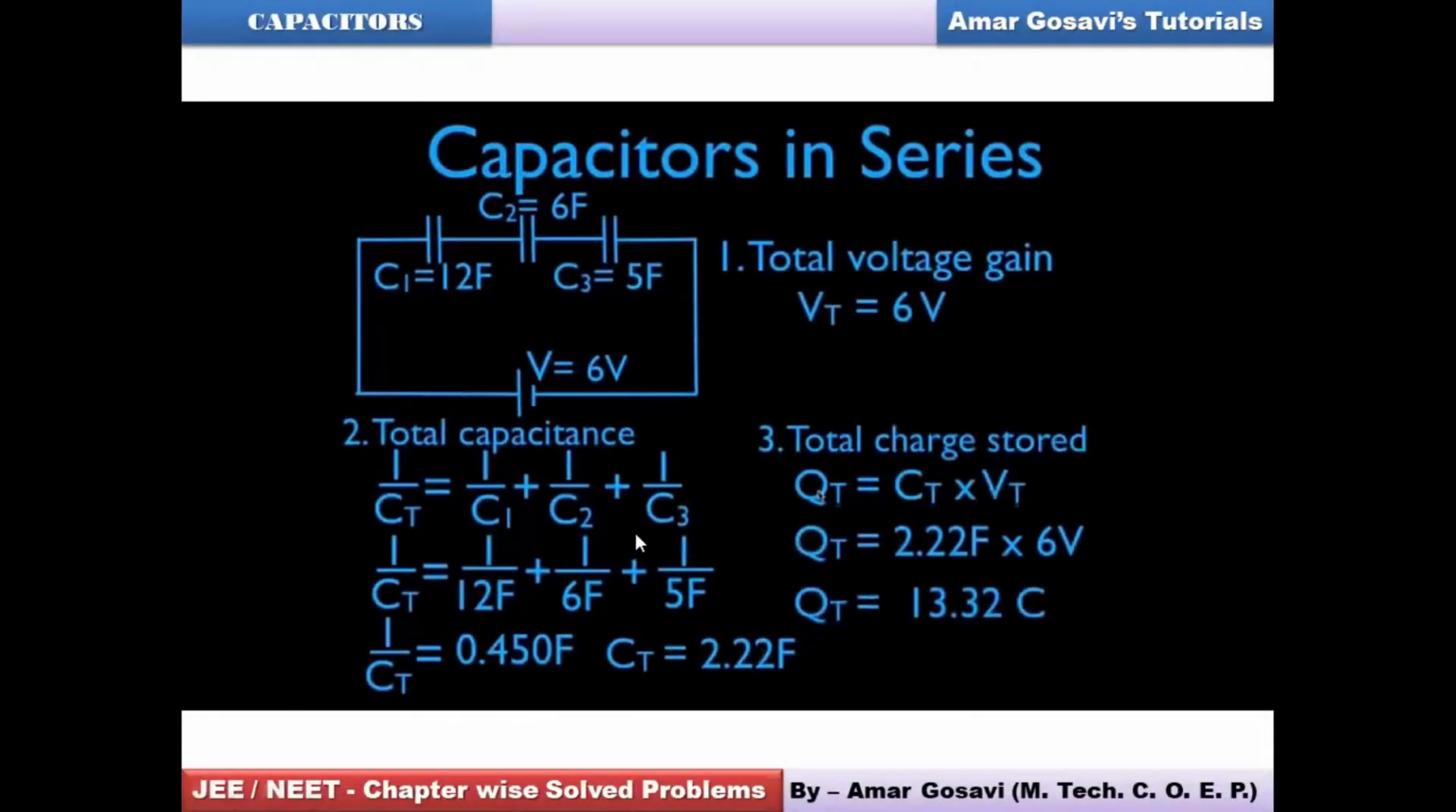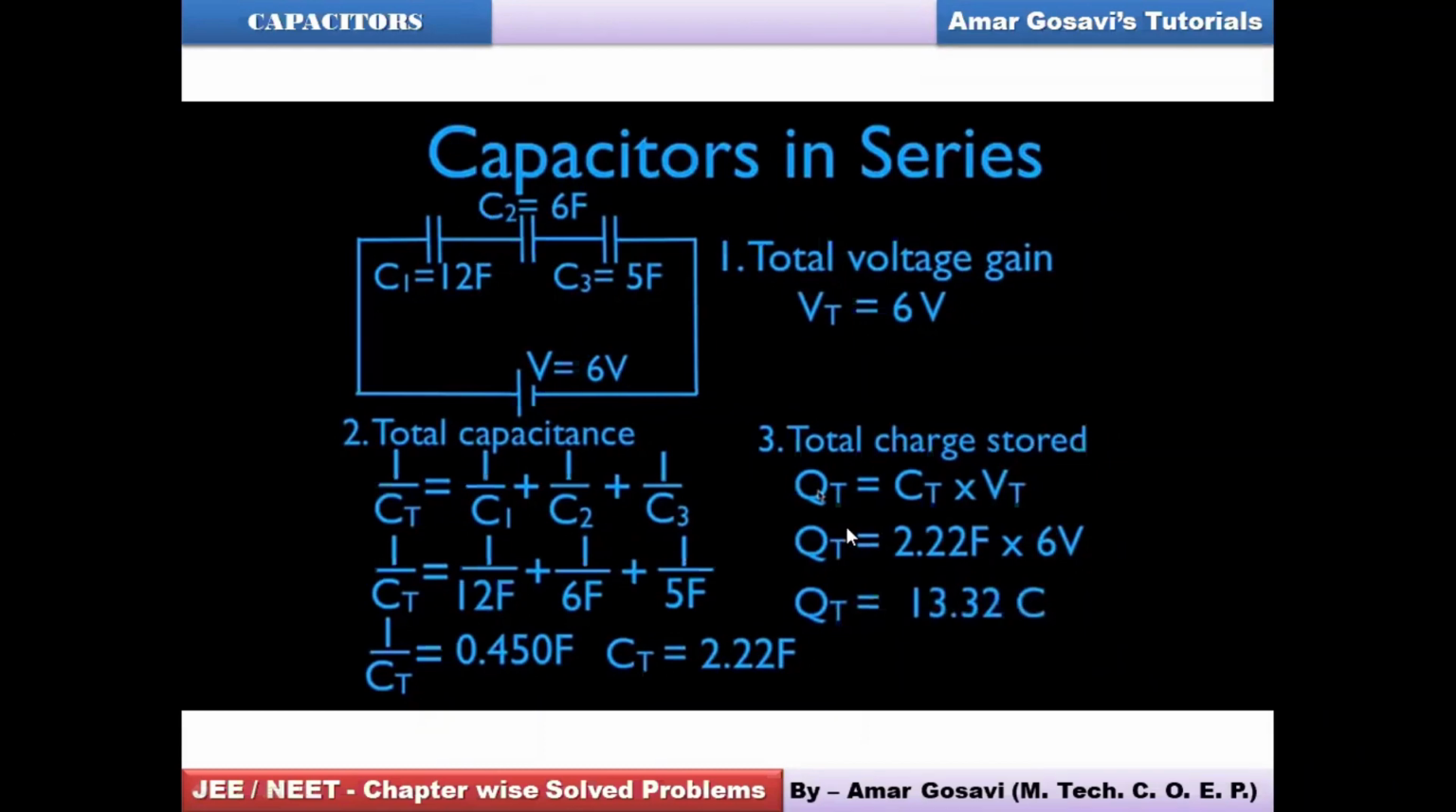So this was the second part of the question. The third part was, what is the total charge stored? By the basics, we know Q total will be total capacitance multiplied by total voltage. The total capacitance we have worked out is 2.22 farad. Total voltage we all know is 6 volt. So multiplied by 6 volt, this is the total charge, Q total, 13.32 coulomb.